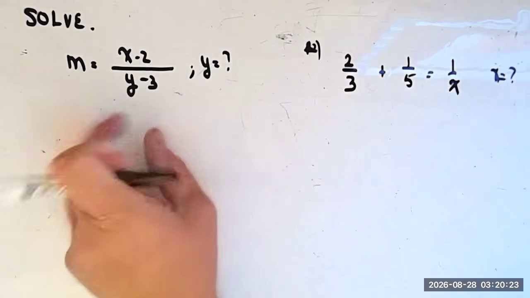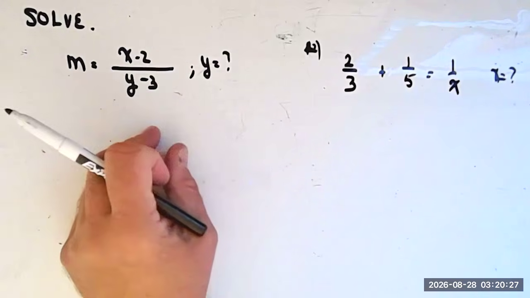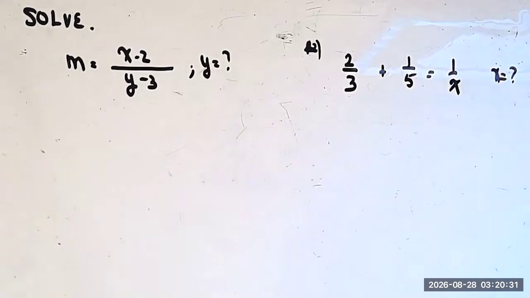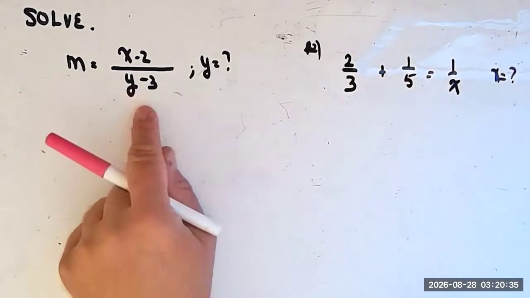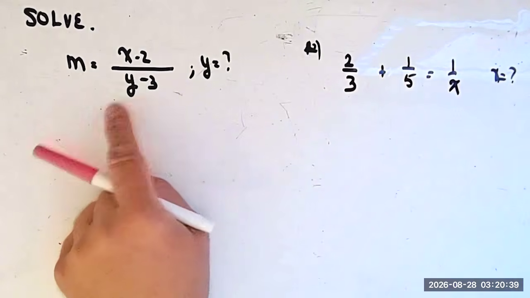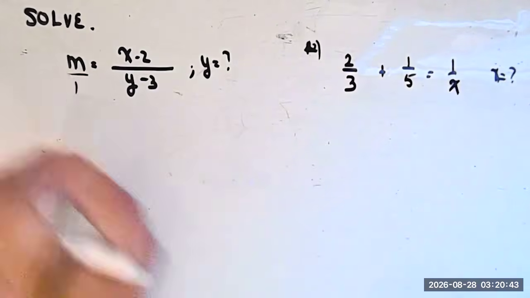As always, we have a rational, a fraction, so our best friend would be the LCD. So the idea is to first get rid of the fractions and then parentheses, if any, etc. So let's see, how do I get rid of fractions? My least common denominator, which is, of course, y minus 3. This is m over 1.